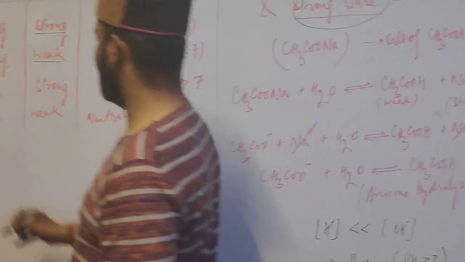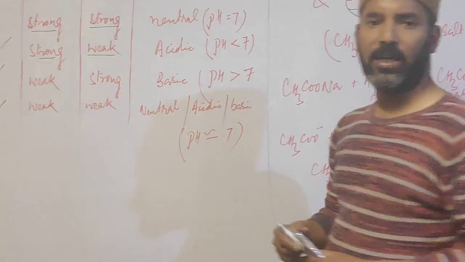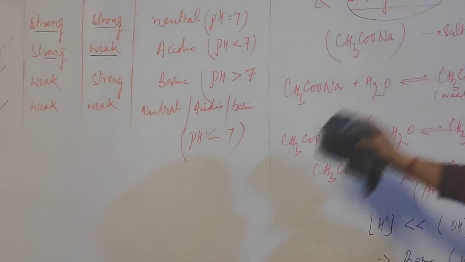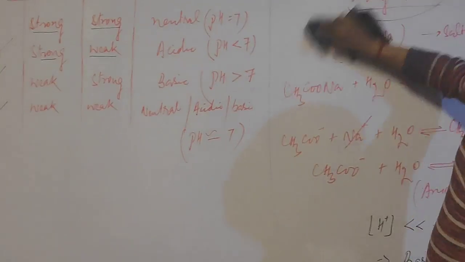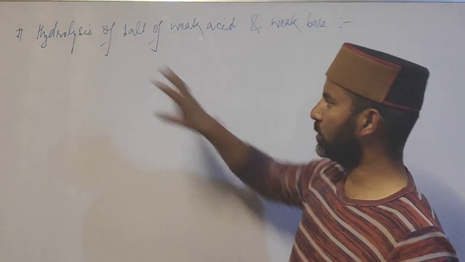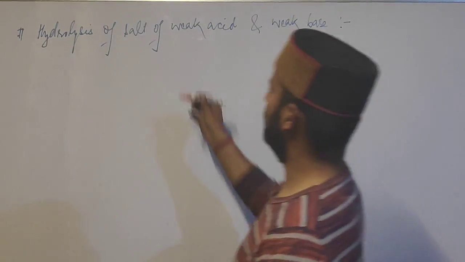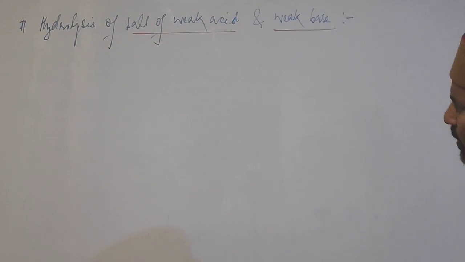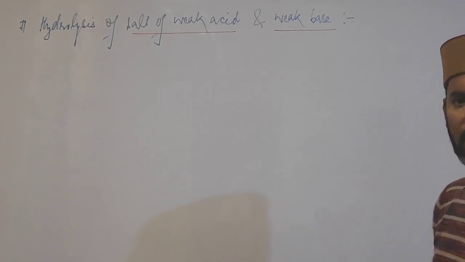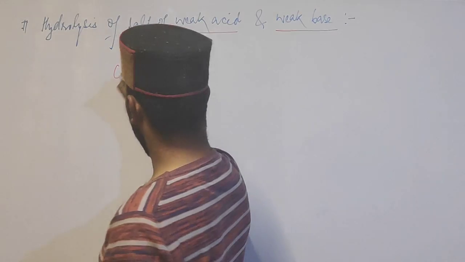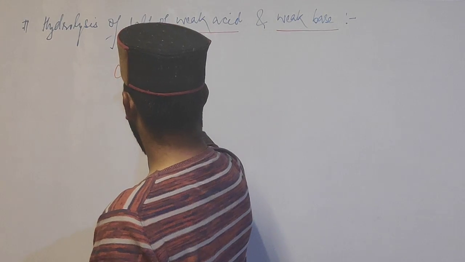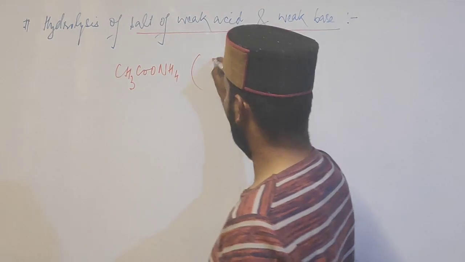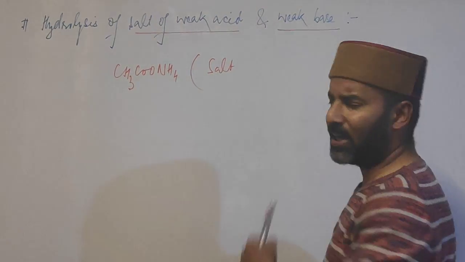Now we have the last case where both acid and base are weak. Students, the fourth case of salt hydrolysis is hydrolysis of salt of weak acid and weak base. Now students, think of a salt which is of weak acid and weak base. Students, ammonium acetate is one such salt. Why? Because ammonium acetate, just think of its radicals.